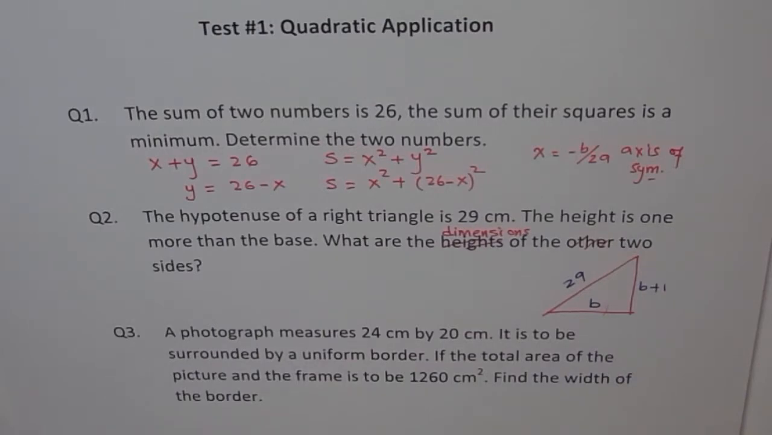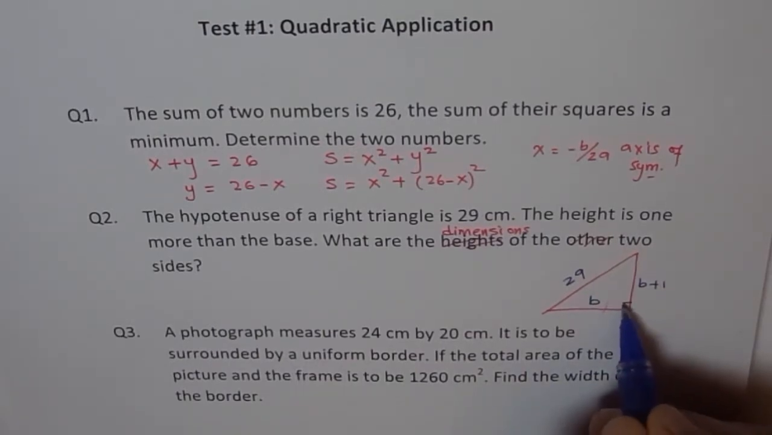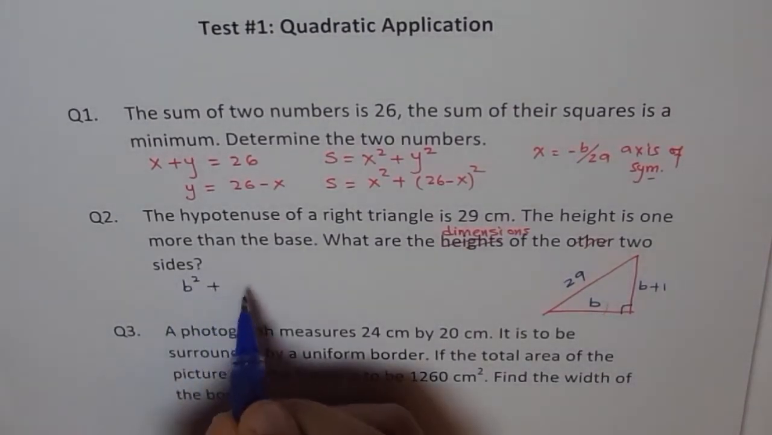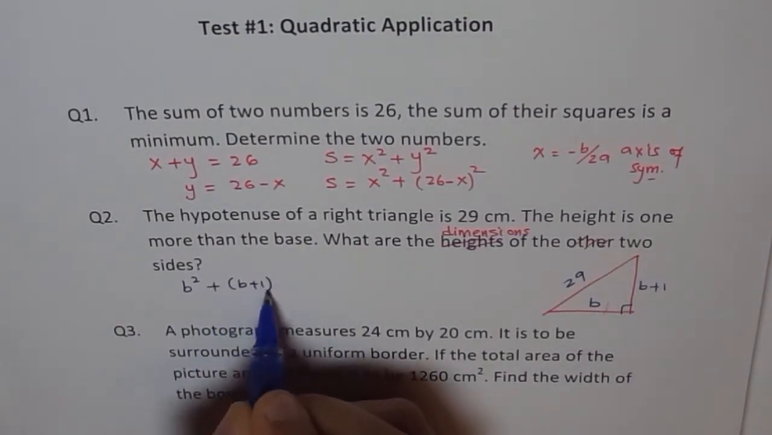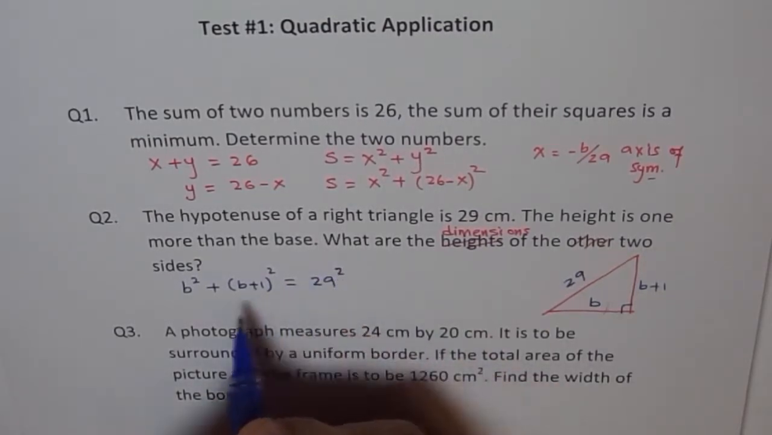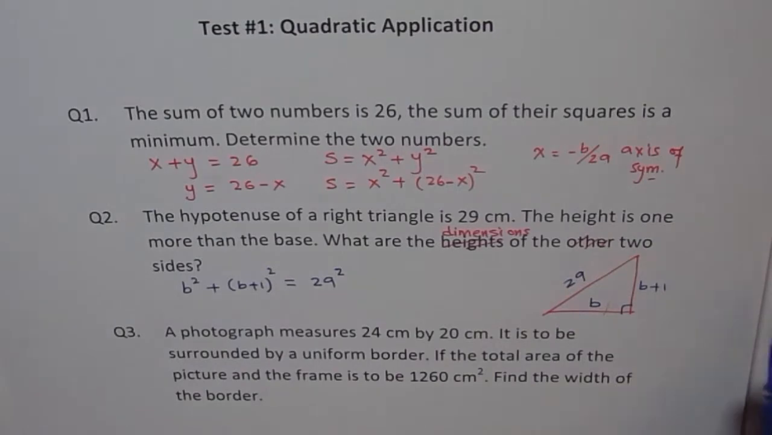So what you can do is very simple. You know this is a right angle triangle, right? So you get b squared plus (b plus 1) whole squared equals 29 squared. Solve for b. The mistake which people make is forgetting the 29 squared, and then they struggle.